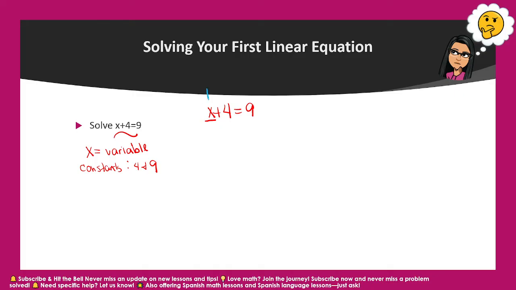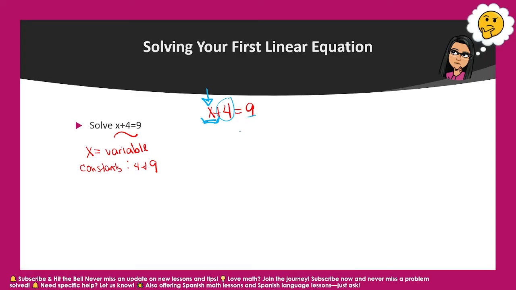So in order for me to leave x alone, or the variable, I need to isolate it. Whenever you're solving an equation, you need to leave the variables on one side of the equation, which most of the time is the left. And the constants, all the numbers without a variable, without a letter, we're going to move them to the right side. So if I have to isolate x on the left side, I have to get rid of the plus 4. I need to move it to the right side with the other constant, which is 9.